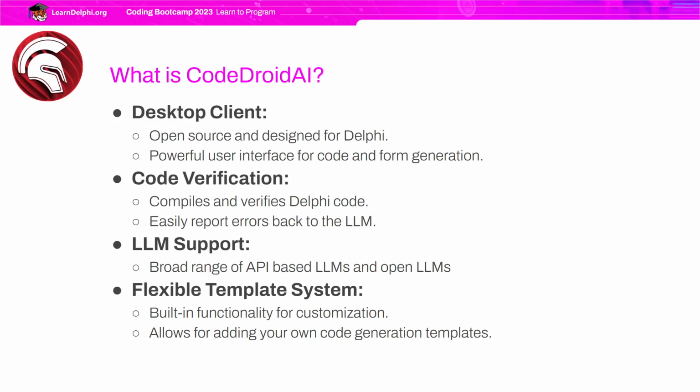The large language model support that's built into it includes a broad range of API-based large language models and open large language models you can even host locally. It has a flexible template system. The built-in functionality allows you to be customized, and you can add your own code generation templates. And this is mainly using the prompts. You can customize your prompts, write your own prompts, add your own code examples, all that kind of stuff.